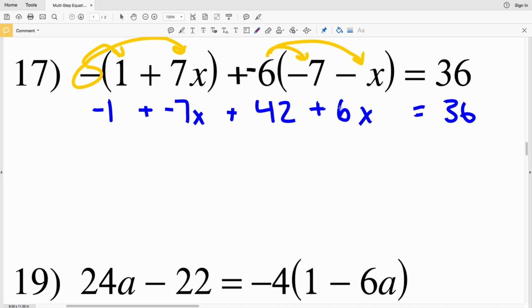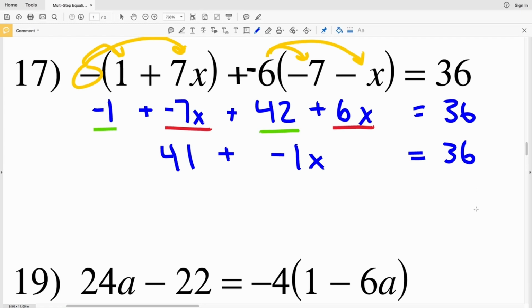Now I'm going to combine like terms, so I can combine this 6x with the negative 7x and the 42 with the negative 1. Negative 1 plus 42 will leave me with 41, plus negative 7x plus 6x is a negative 1x, and that all equals 36. I'm going to go ahead and subtract 41 from both sides, so I'll have negative 1x equal to 36 minus 41, which is going to be a negative 5.